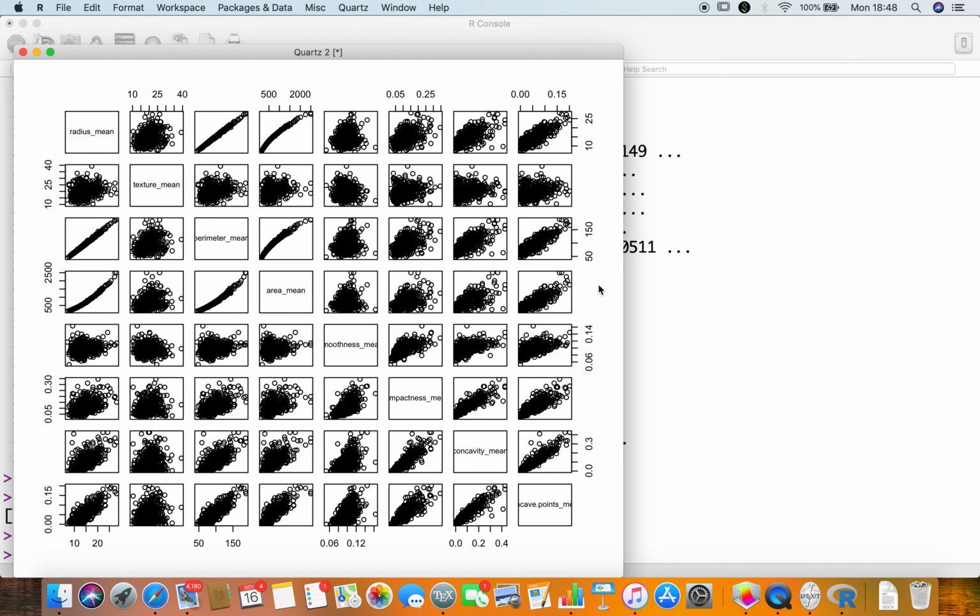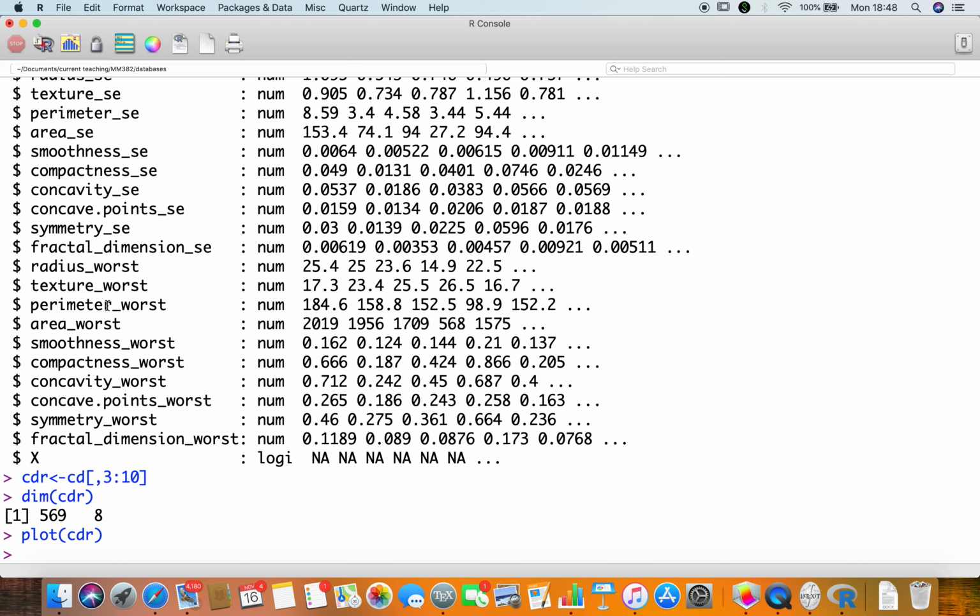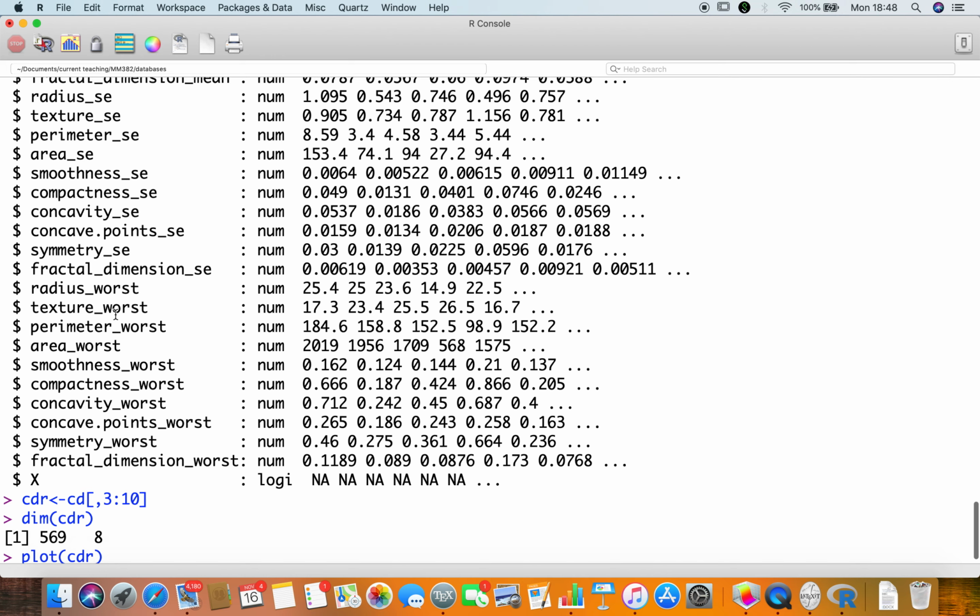So you use this to give you a feel for where the relationships are. So I know that the compactness mean and the concavity mean is pretty linear. So let me just go back here and do that. Compactness mean. If I could find that.